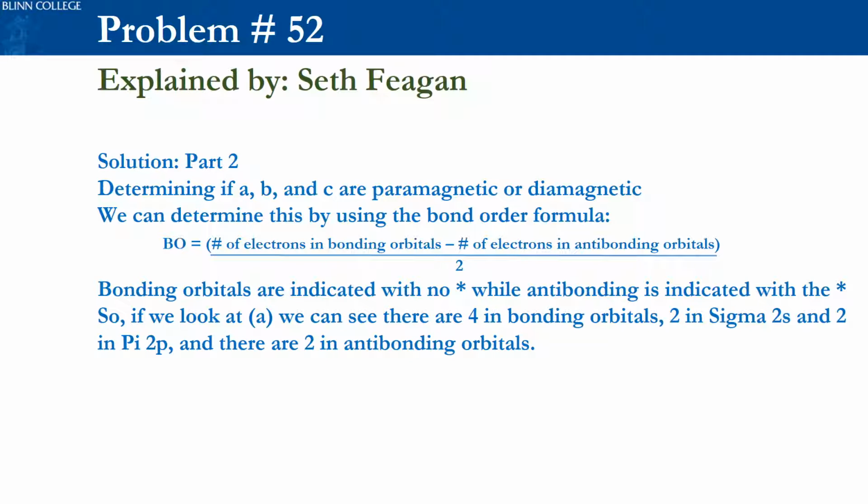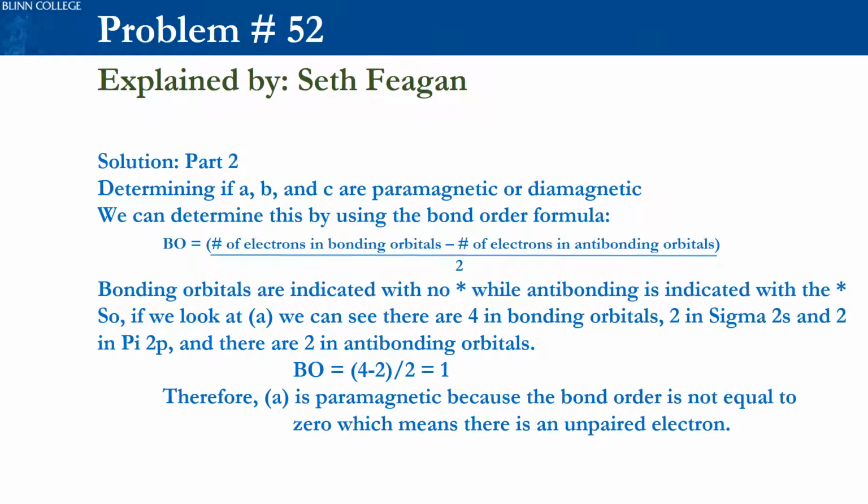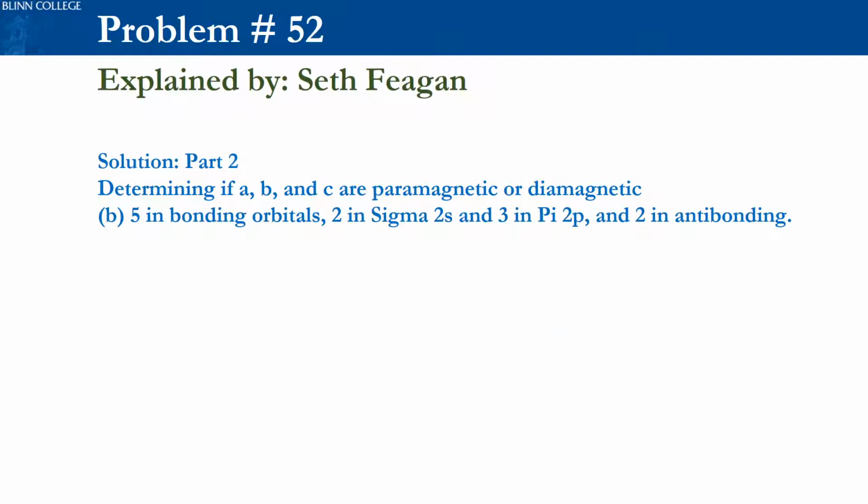So if we look at A, we can see there are 4 in the bonding orbitals, which is 2 in the sigma 2s and 2 in the pi 2p, and there are 2 in the anti-bonding orbitals. So that would be 4 minus 2 divided by 2, which is equal to 1. Therefore, A is paramagnetic because the bond order is not equal to 0. So that means there's an unpaired electron in the molecule.